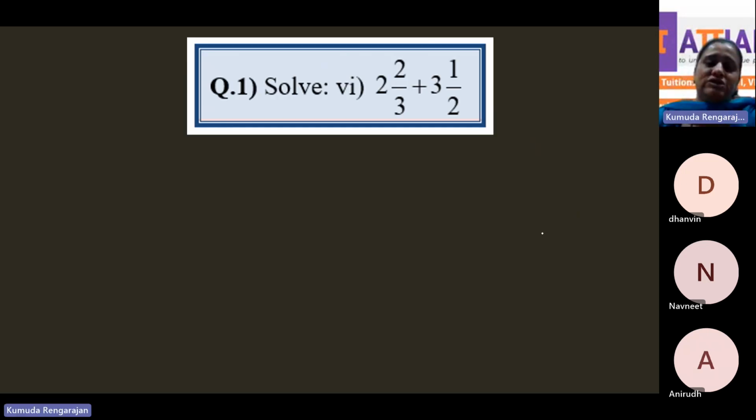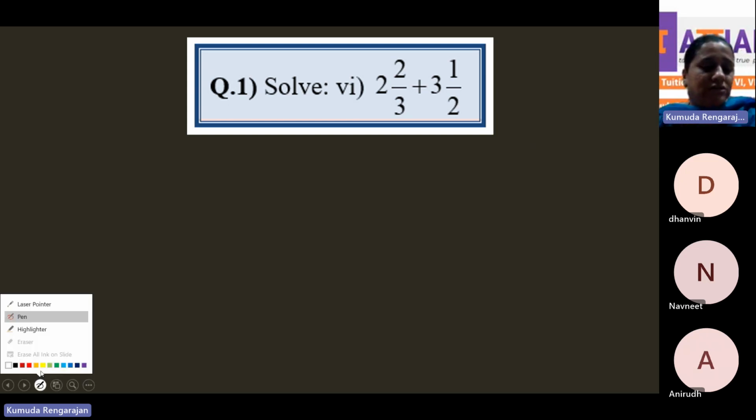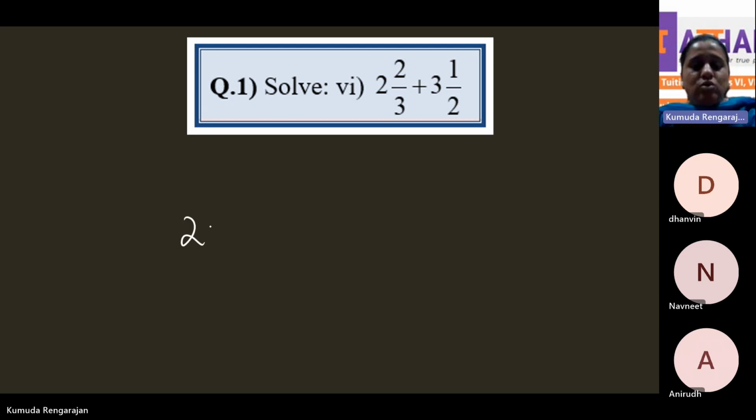Now this is a mixed fraction. How do you convert a mixed fraction to an improper fraction? Ma'am, can I tell? 8 by 3, ma'am. First one 8 by 3. Second one 7 by 2. Very good. First 2 one by 3.